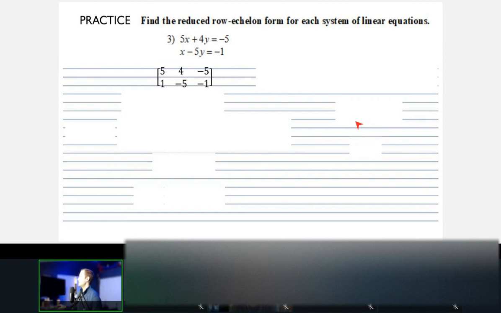So it looks like Lilani says switch them. She noticed that we have a 1 here, but if we swap row 2 and row 1, we'll then have a 1 in the top left. And that's what I did.